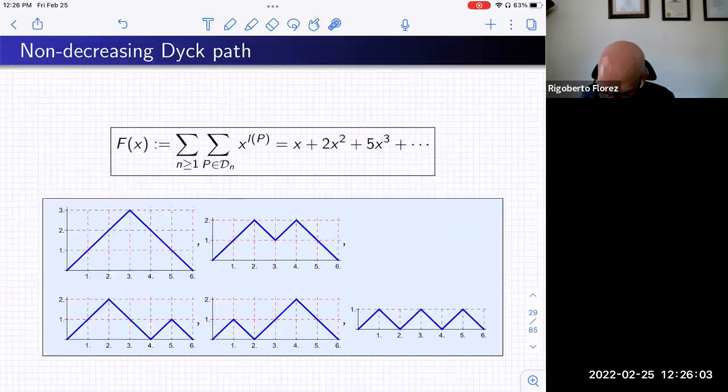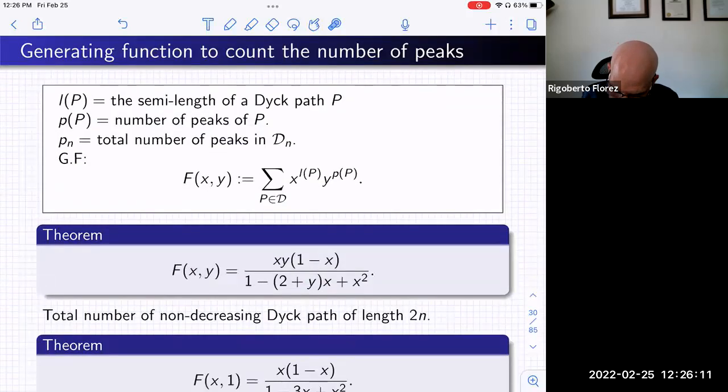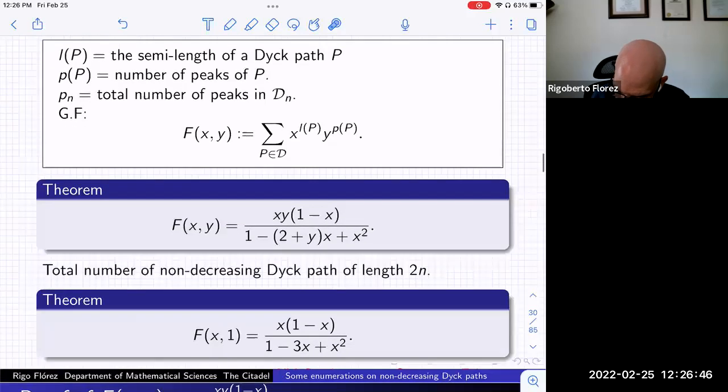But wait a moment. Here we were talking only about what? The number of non-decreasing Dyck paths. And this generating function is actually bivariate. I mean, 2 variables, right? So that means we are counting more than I promised you. Okay, let's see here. So this is the semi-length. And then this part is the total number of peaks. So now we introduce a new variable and new parameter to count. So this is going to count the total number of peaks in a non-decreasing Dyck path. And that generating function is here. When we evaluate that generating function at y equal to 1, we obtain the generating function that counts the total number of non-decreasing Dyck paths. But let's see how is the proof of that.